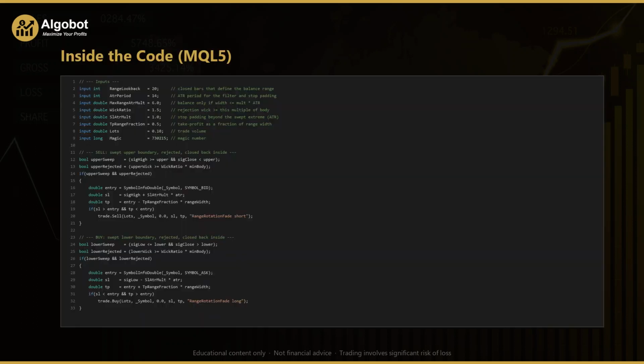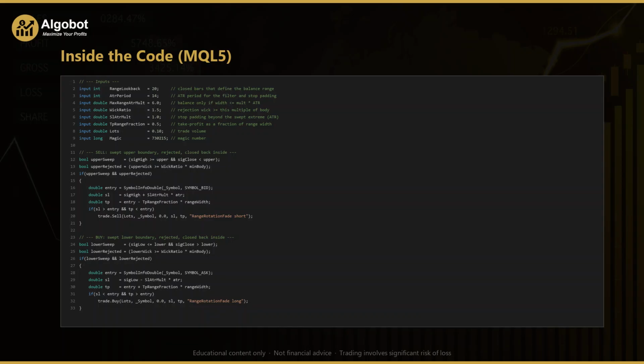Let's look at the actual MetaQuotes language code, just as you'd see it in MetaEditor. At the top are the input parameters you can adjust. RangeLookback, set to 20, controls how many closed bars define the balance range. ATR period, 14, drives both the balance filter and the stop padding. MaxRangeAtrMult, 6, sets how wide the range may be and still count as balance.